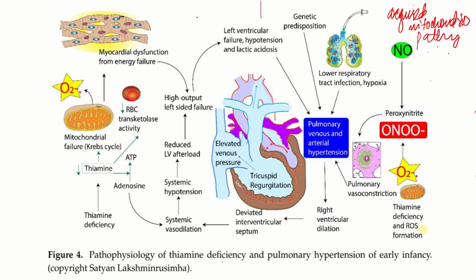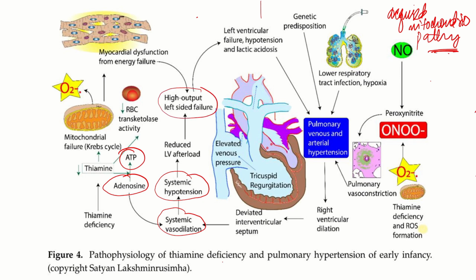So we have a failure of Krebs cycle and ETC leading to less and less ATP production. Because there will be less and less ATP production, there will be more and more adenosine, which will lead to systemic vasodilation, systemic hypotension, and ultimately will lead to a high output left-sided heart failure.